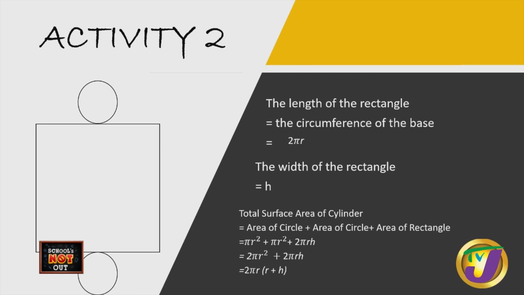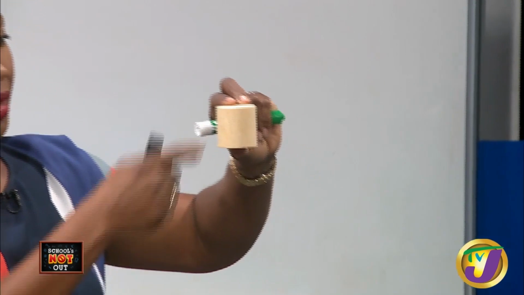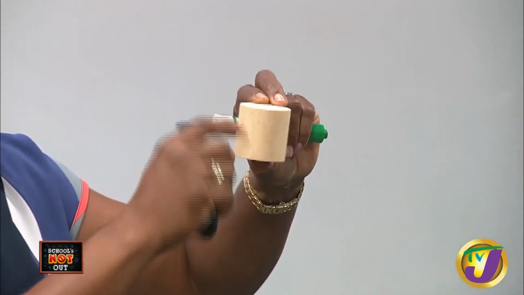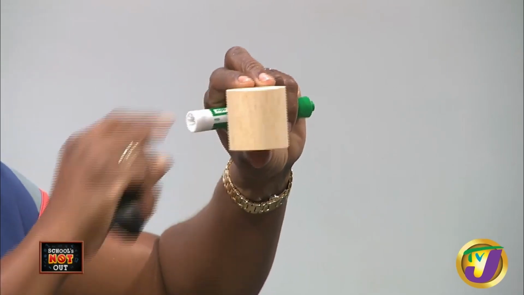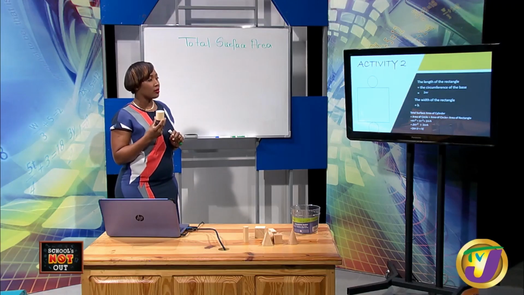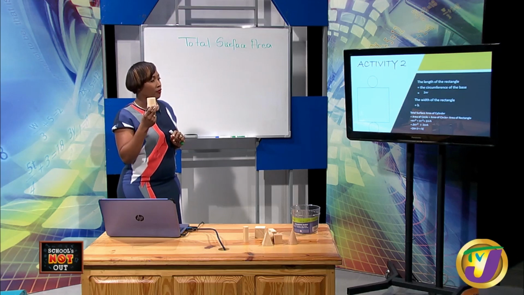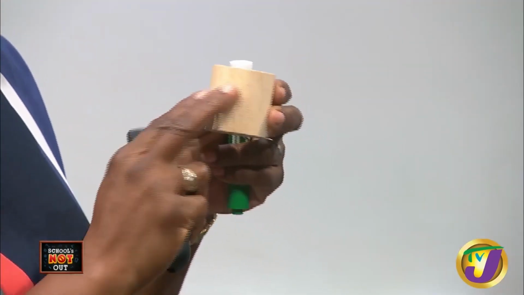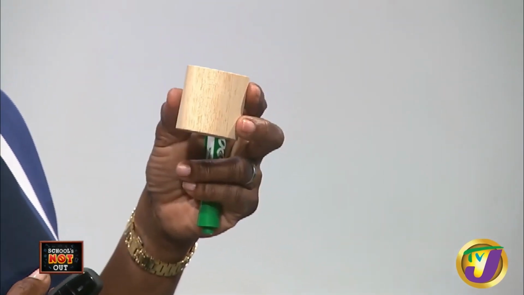So I'm closing back up my net. It will look like this. The height would be this measure here, from the base to the top of the solid. So that is our height. And as you can see, the total surface area of the cylinder would be the area of the circle on top, the circle on the bottom, plus the area of the rectangle.